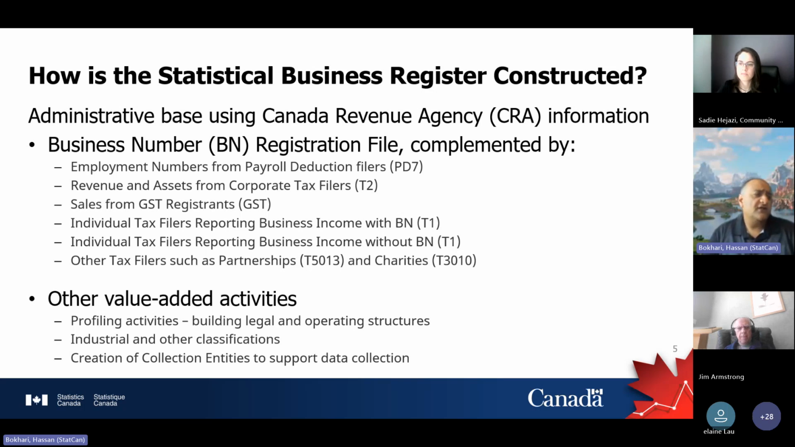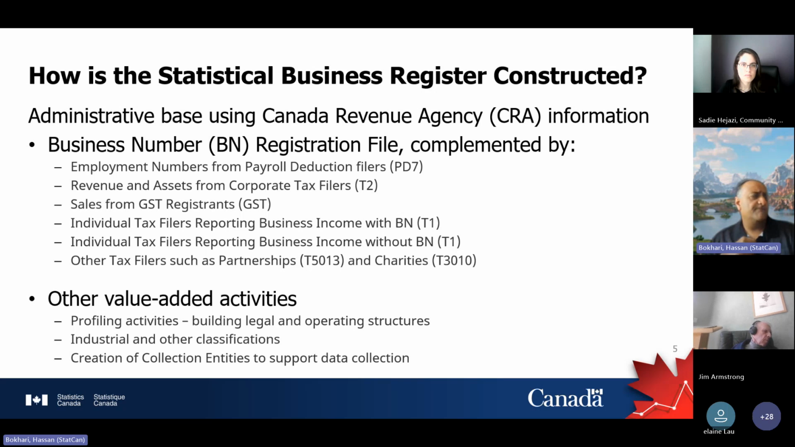So what are other valued activities that we do at StatCan? Well, we have profiling activities. So they basically, from a statistical point of view, build the legal and operating structures. And it's a group dedicated within the business register program. And they perform these activities on a daily basis to ensure that the highest quality of data is available for the users internally. And also we have a dissemination product, microdata, that's used externally. So we also have industrial and other classifications. We mentioned the NAICS.